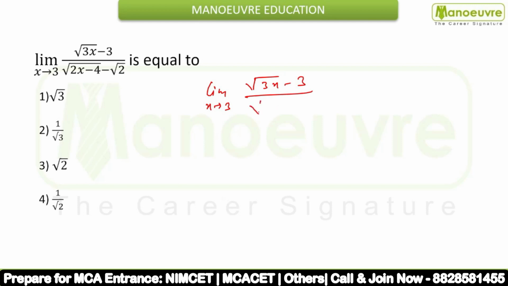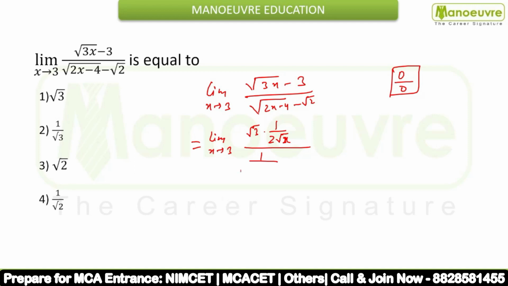What is L'Hospital rule? Here you have to differentiate numerator and denominator until the 0 by 0 form vanishes, okay? When you differentiate numerator and denominator, you will get limit x tends to 3, square root of 3x, and what is the differentiation of square root of x? You will get 1 upon 2 root x. Differentiation of 3 is 0, so now you can differentiate the denominator. What will be the differentiation of the denominator? 1 upon 2 square root of 2x minus 4 into 2, and the differentiation of square root of 2 is 0. So 2 and 2 will cancel.